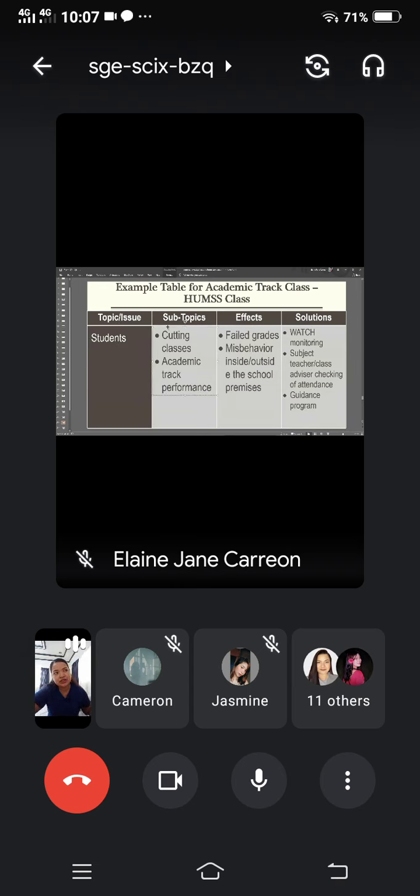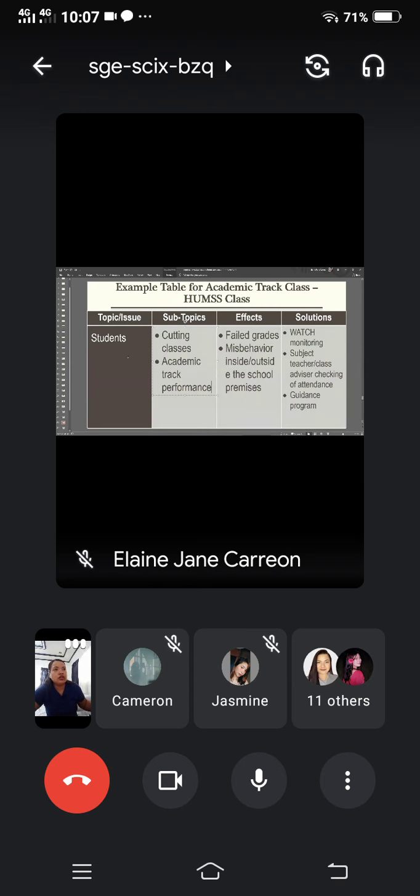Tapos, nilagyan natin siya ng subtopic. Ano ba yung mga problema ng mga estudyante? Cutting classes, tsaka academic performance. Pwede ka pa maglagay up to ilan ang gusto mo. Kung marami ka naiisip, ilagay mo lahat. Nilagay ko siya sa ganitong format sa table kasi mas madali siyang maintindihan kaysa dun sa nakasulat lang siya.